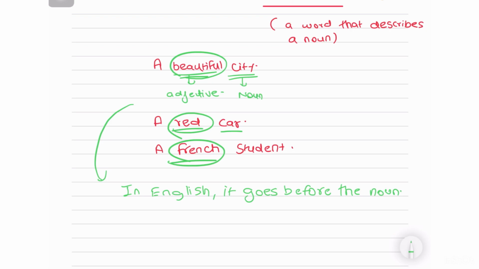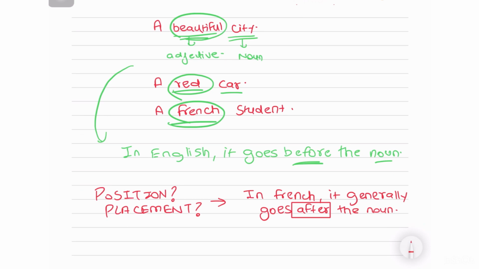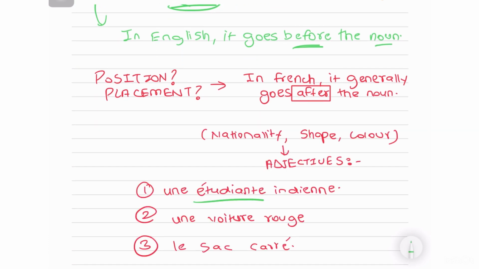Now the main thing we're going to be studying is, where does it go in French? In French, it is generally the opposite. Here it goes before the noun, but in French, it goes after the noun. For example, when we talk about things like nationality, shape, color, we get sentences like, in the first one, you'll notice we're describing a student. We're giving a quality in terms of their nationality, that is, she is Indian. So here your adjective is at the end, and étudiant is nothing but your noun.